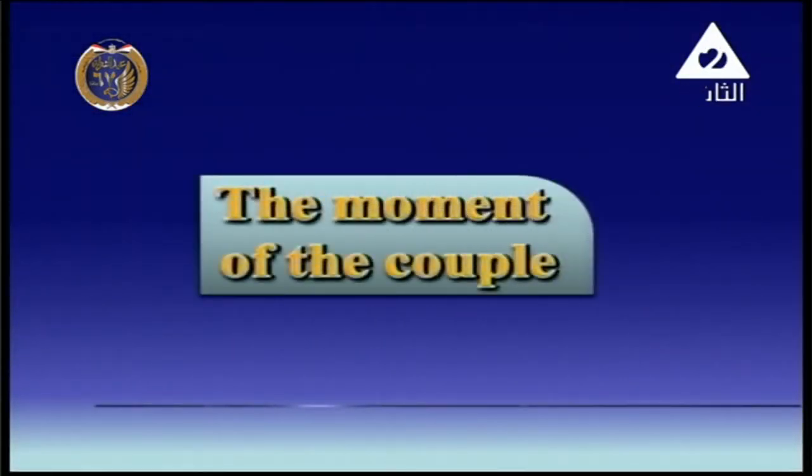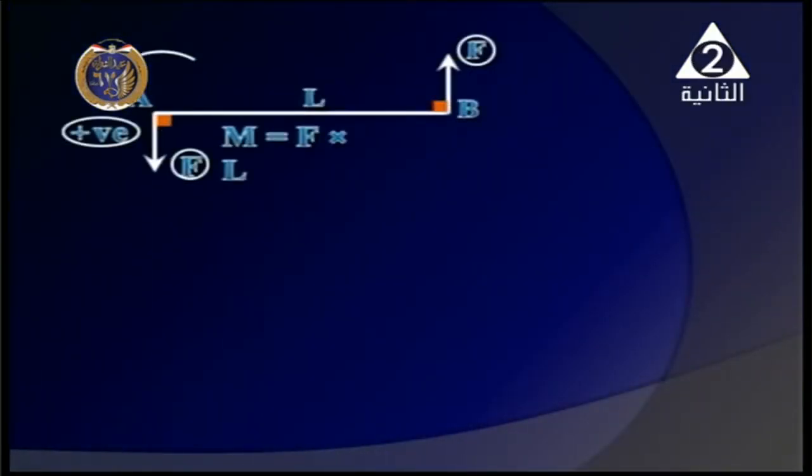Moment of couple. Look at my dear student. We have two forces: the first F upward, the second F downward, equal in magnitude, opposite in direction, but with different lines of action. The distance between A and B, distance AB, is L, or the arm of the couple. The direction of the couple in this case is anti-clockwise, which is positive.